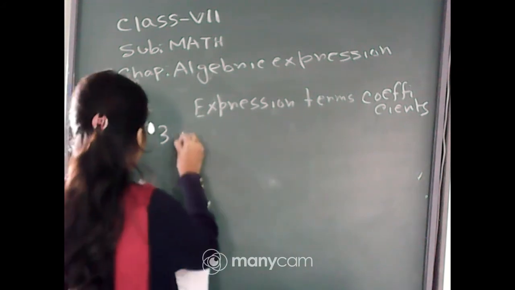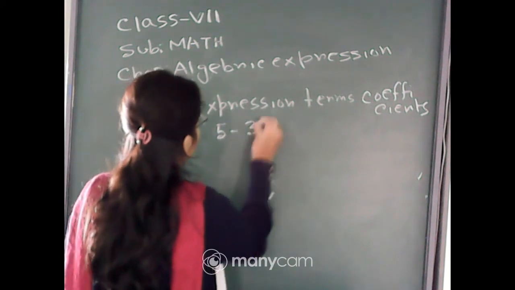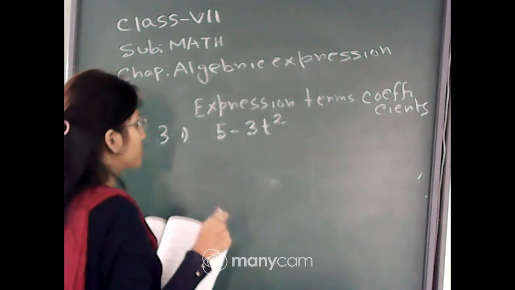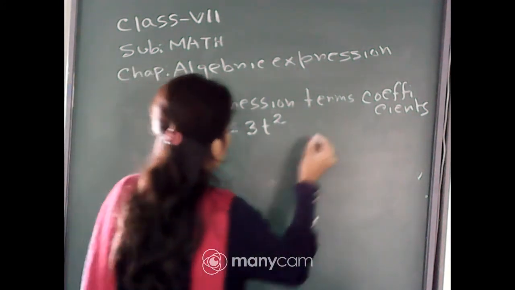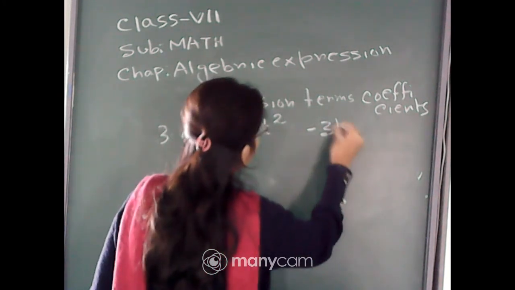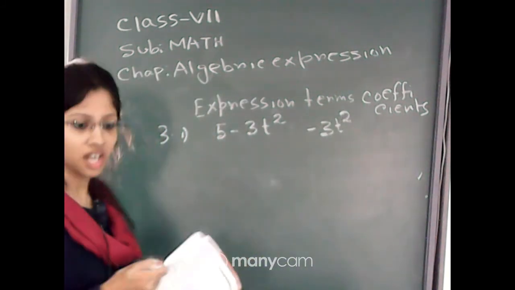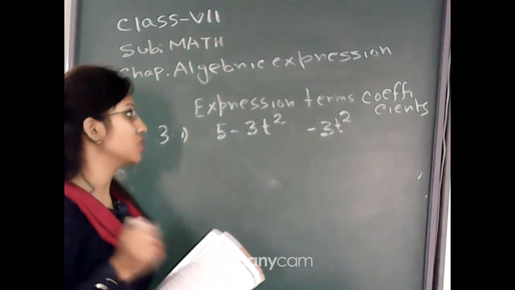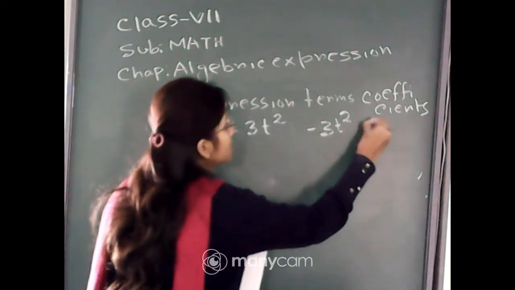Question number 1. Here the algebraic expression is 5 minus 3t square. Now the term other than constants in this algebraic expression is minus 3t square. Now the numerical factor of the term is called the coefficient of the term. Here coefficient of t square is minus 3.